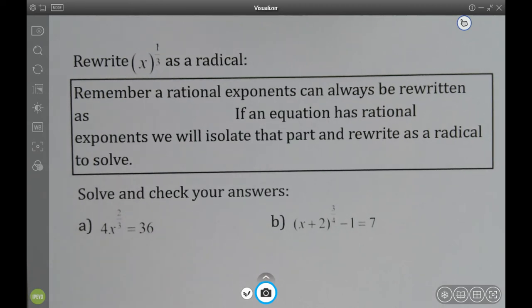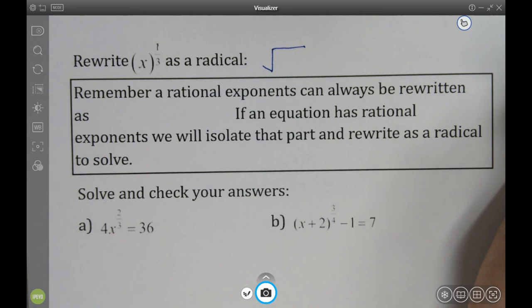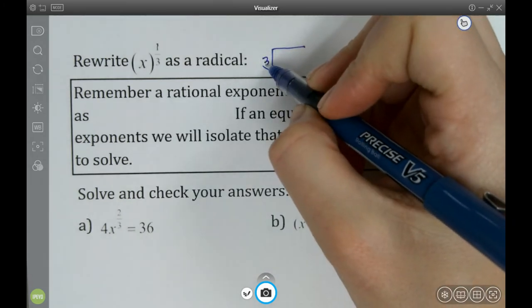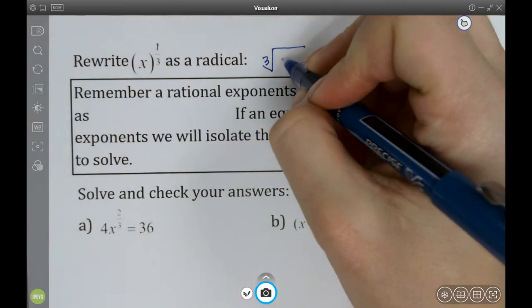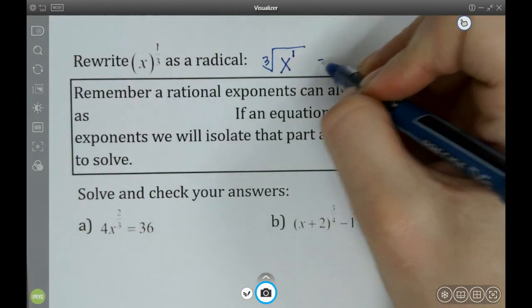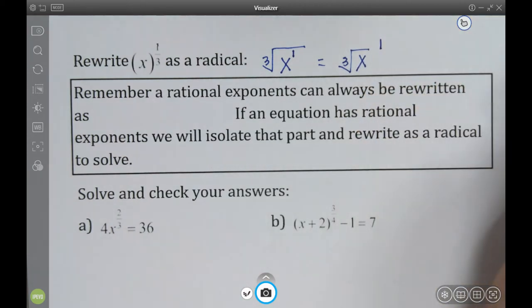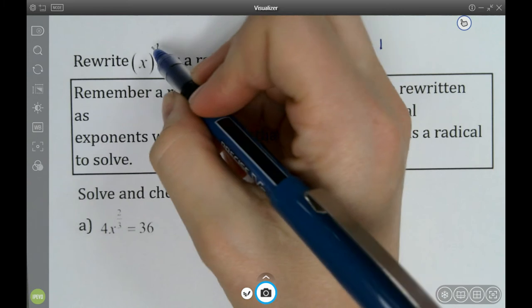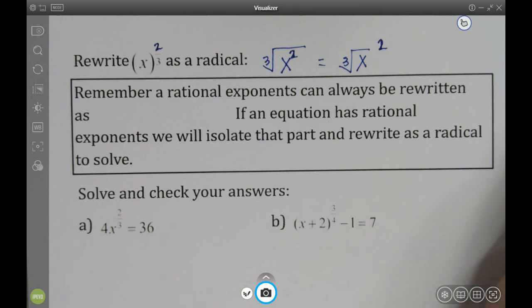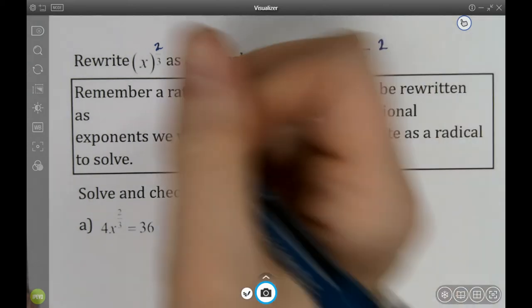Okay, how do I rewrite that as a radical? It's like the square root thing. Where does the 3 go? It's your index. It goes right there. Where does the x go? Underneath. Where does the 1 go? It can go either on the inside there or on the outside. It's a 1, so it doesn't matter. But if it were a 2, it would make a difference. Remember that a rational exponent, or a fraction exponent, can always be written as a radical expression.